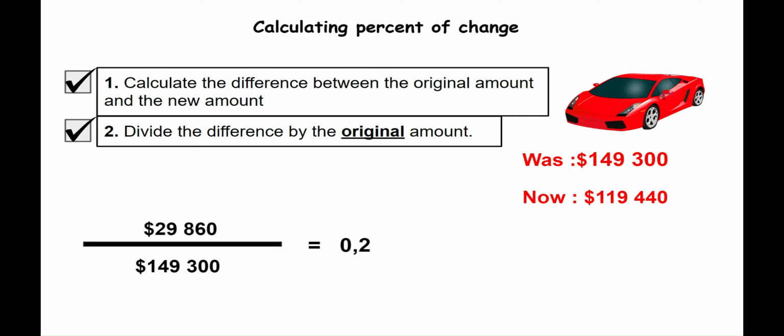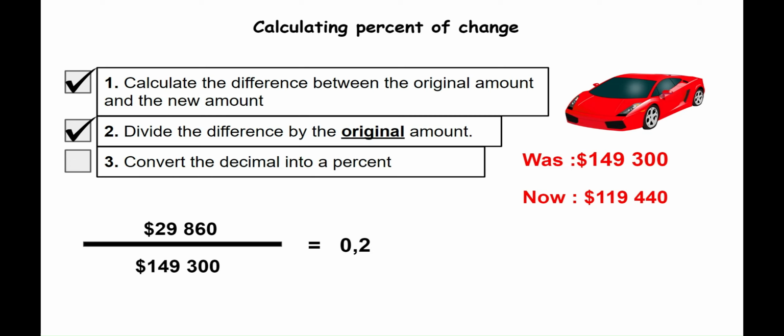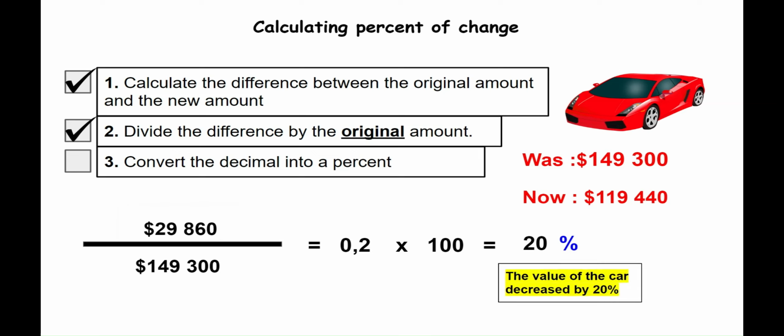And our third step is to convert the decimal value into a percent. Now to do this, we need to multiply the decimal value by 100, and 0.2 multiplied by 100 equals 20. And last, you need to add the percent symbol to your final answer. So we know that the value of the car has decreased by $29,860, and we've just calculated that this is a 20% decrease.